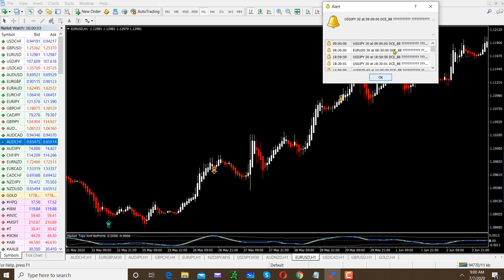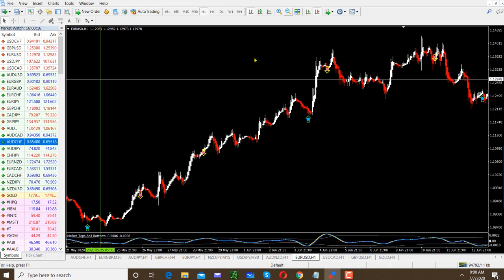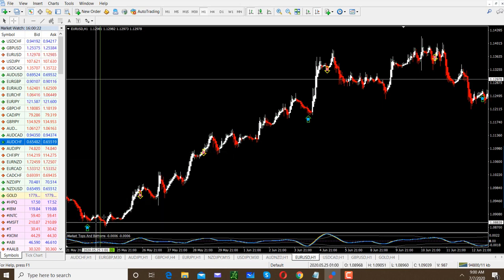And also this pops up like it's an alert. It says, okay, there's an arrow forming on that particular time frame in that particular pair. So if I put this here, let me just squash things together. I mean, that was the beginning of a huge move up. Okay. I mean, that's 500 pips.